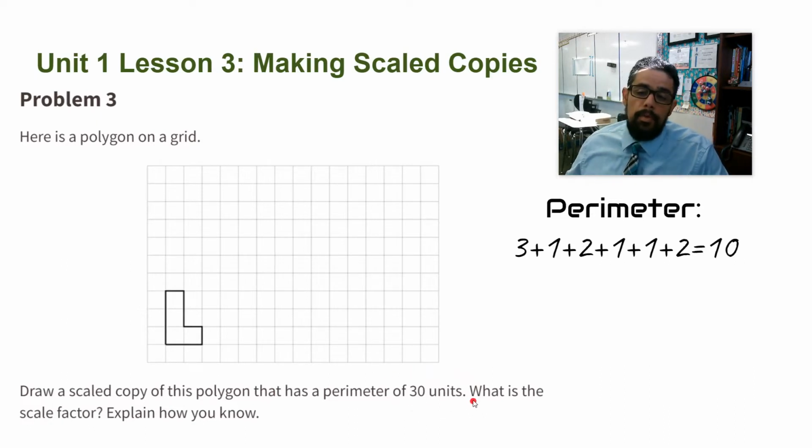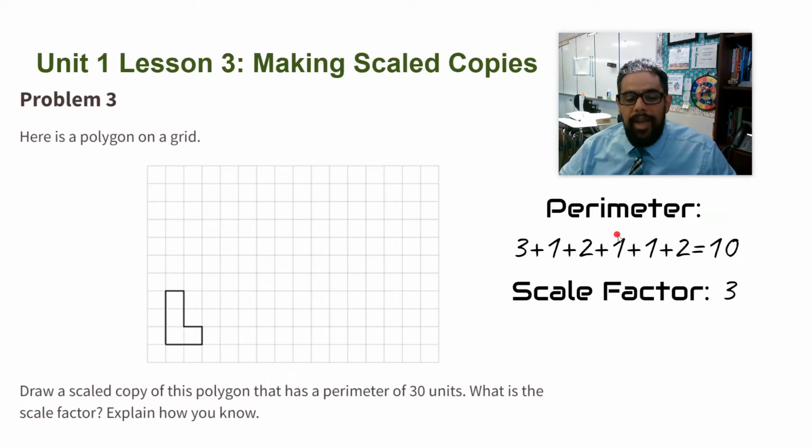And remember, when you're dealing with perimeters and side lengths, I need to think about what the scale factor can be. So if I'm going from 10 to the number 30, what am I multiplying by? I'm multiplying it by 3. So the scale factor is 3 because I'm taking the perimeter of the original one, multiplying it by 3 to get the copy, which I know should be 30. So I get a scale factor of 3.